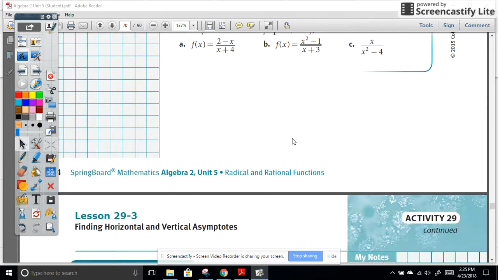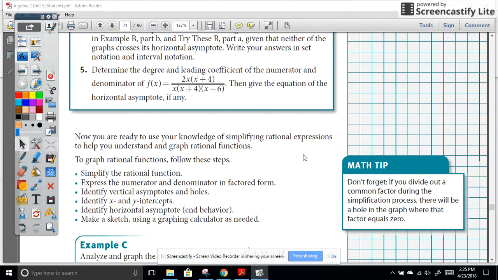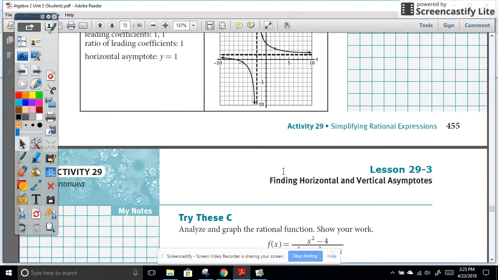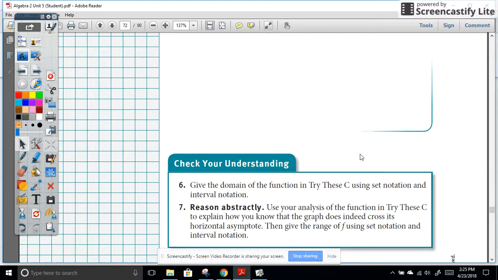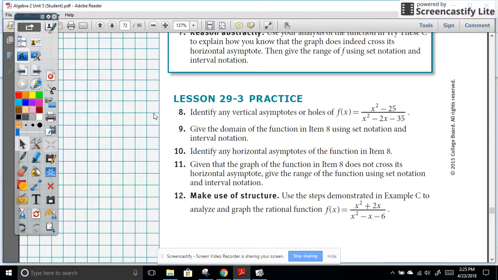Okay, let's go on. This is where you have to do everything, so I'm going to have you do that one. And then here is identify any vertical asymptotes or holes. That's all you have to do on that one. Give the domain. Remember, any discontinuities, vertical asymptotes or holes. These right here, wherever these are, that's where your domain cannot be. Okay, they want you to use set notation and interval notation. Interval notation is where you're going to have bars and brackets and unions and all that.